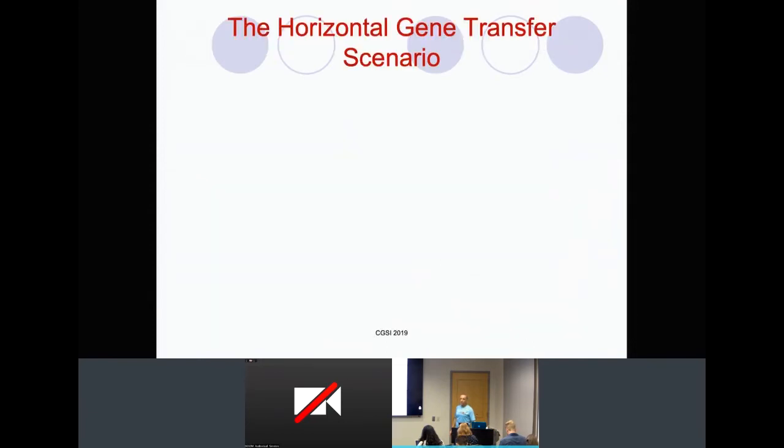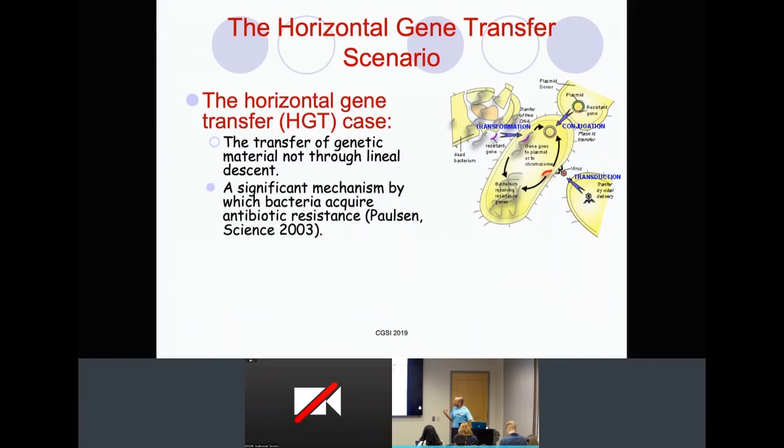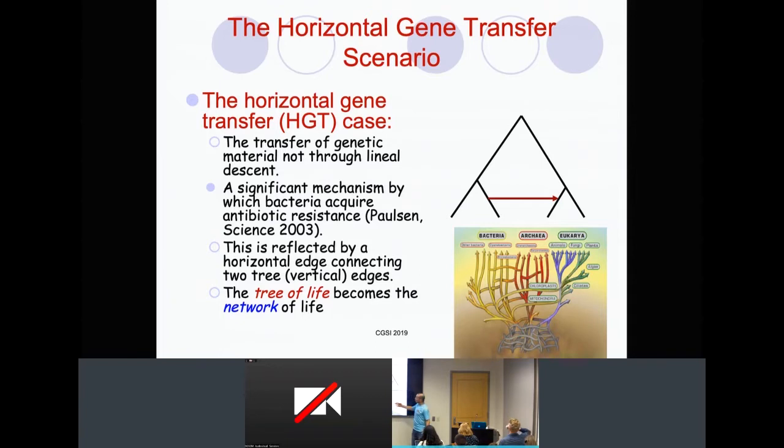And I want to return to biology. How many minutes do I have? Four minutes. Okay, so back to biology. This is horizontal gene transfer. It is really everywhere. It is now the most influential process in bacterial evolution, accounting for so many things like adaptation to niche, resistance to antibiotics, and toxicity. A bacterium absorbs one gene or a cluster of genes from another bacterium, and now the whole tree of life becomes a network.